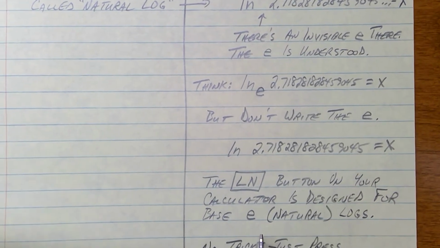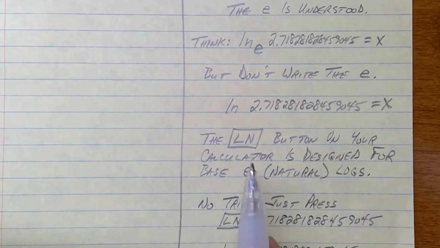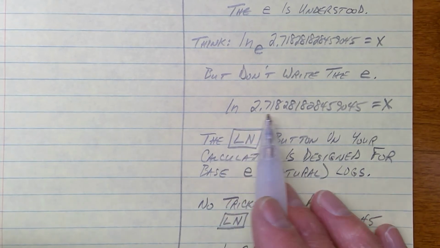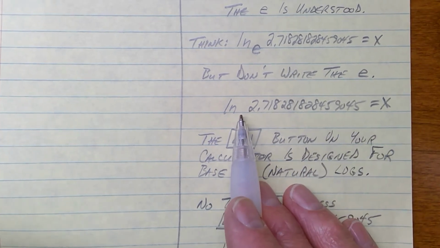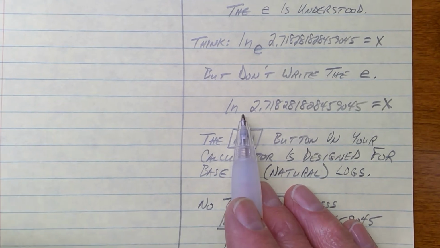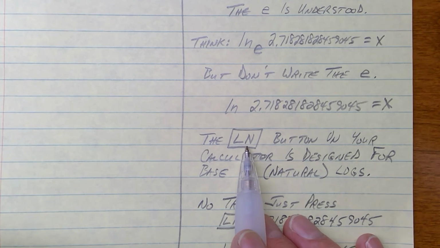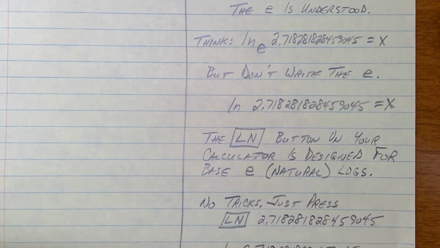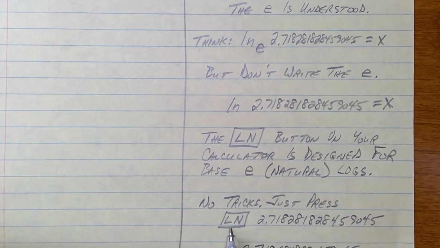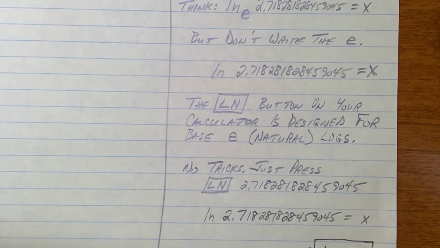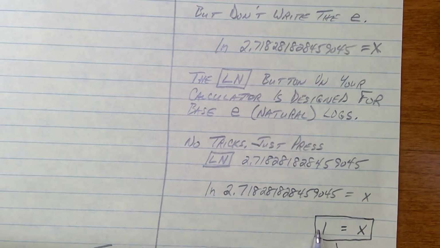The natural log button is designed for base e. So we're just going to write it like this without the e. Everybody knows there's an e right there. And we're going to punch this in with our natural log button. Looks like ln. It's right below your log button on your calculator. No tricks. Just press in natural log and then that mess. And it should tell you the exponent needs to be 1.